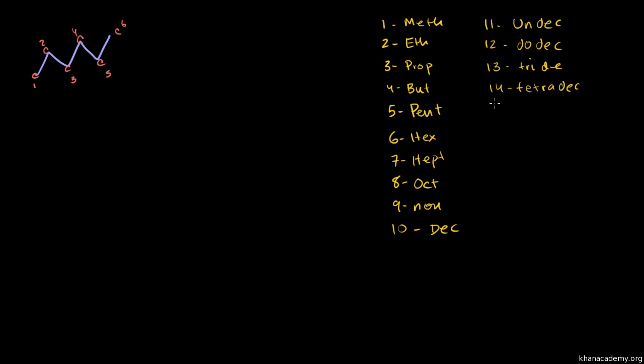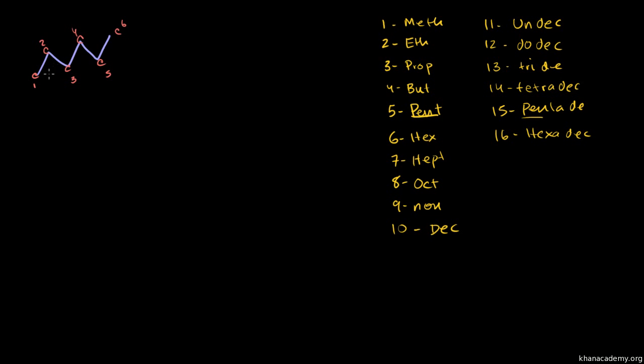And then after that, it becomes very systematic. 15 is pentadec. Notice pent, 5 and 10. 16 is hexadec. 17 is heptadec. So it just goes on and on. It's hexadec, heptadec, octadec is 18, 19 is nonadec, and then 20 is actually icos. But we won't even go into that. This will probably serve our purposes. So this is just how many carbons are in our longest chain.